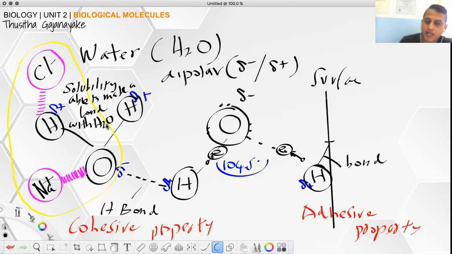So we can explain the properties of water owing to the chemical nature of the water molecules. So we can clearly understand cohesion, adhesion, and then solubility. Okay, so you can copy this down, and I'm trying to take the notes.